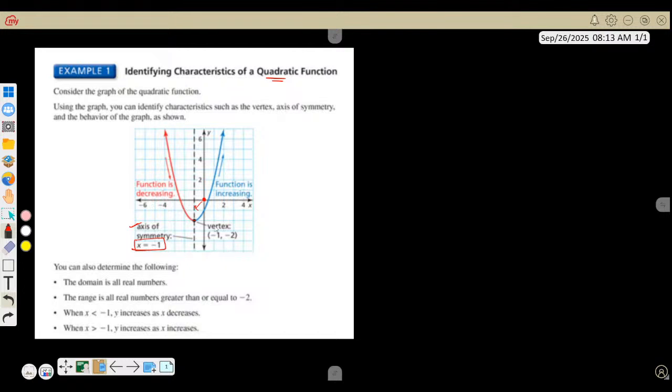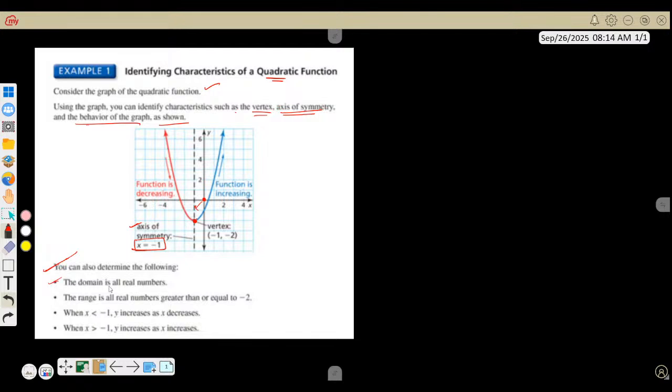Right. Okay. Now consider the graph of a quadratic function. Using the graph, you can identify characteristics such as the vertex, the axis of symmetry, and the behavior of the graph: whether the graph is downward or upward. So you can say this is the minimum point. If this graph were downward, then you can say this is the highest point. What can you find from the graph?